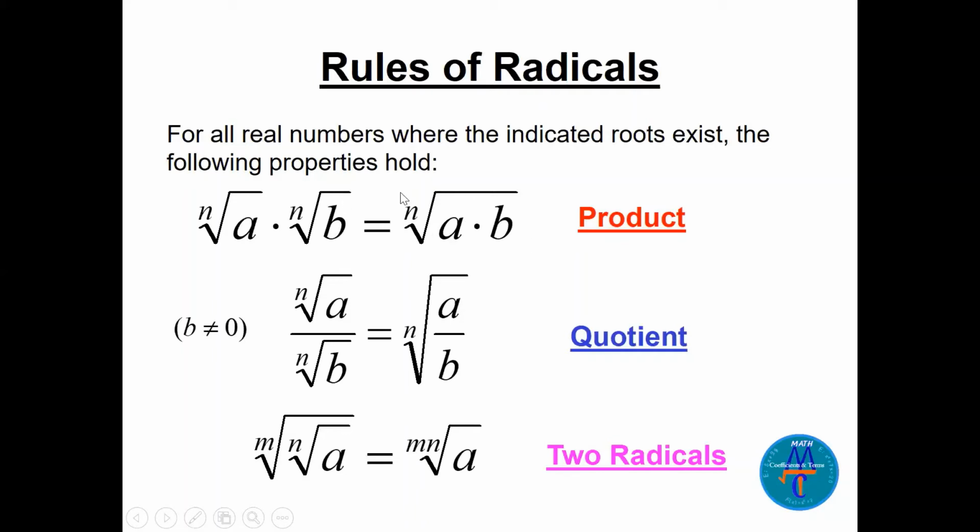So we can multiply. Remember, these are the conditions. The roots should exist. So this is a real number, this is a real number, then this is a real number, nth root of AB. When you divide, you can make it in one radical, nth root of A over B. Also B cannot be 0. We call this quotient. If we have nth root of A, so we multiply the indices. So this is index M, index N. When we multiply, we say multiply the indices. Mth root of A.